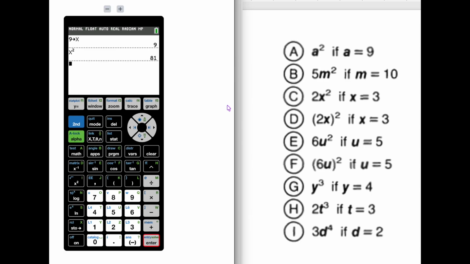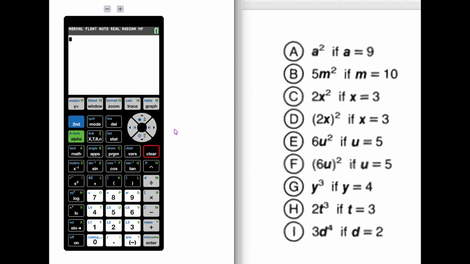Did you get them? Let's take a look. So we need to store 10 into m, or x in this case. 10, store x, enter, 5x squared. 5x, again square, enter. Did you get 500? I hope you did. Okay, let's try the next two together, and then we'll just sort of run through the answers on the rest.